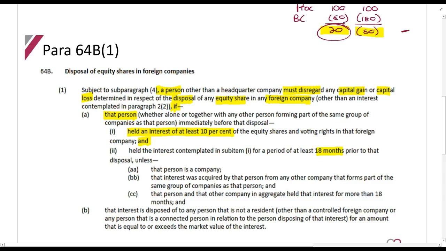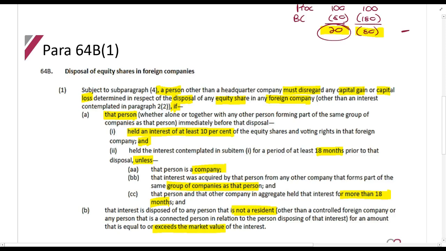But this does not apply if that person is a company, if it was purchased by a person from any other company that formed part of the same group of companies, and that person in that other company in aggregate held that interest for more than 18 months. Right, and that interest is disposed of to any other person that is not a resident. That's important here. For an amount that equals or exceeds the market value. So you have to sell it for its market value or more to a non-resident.